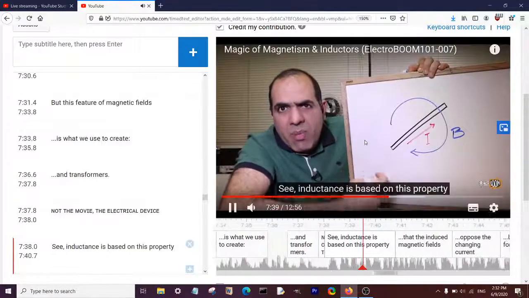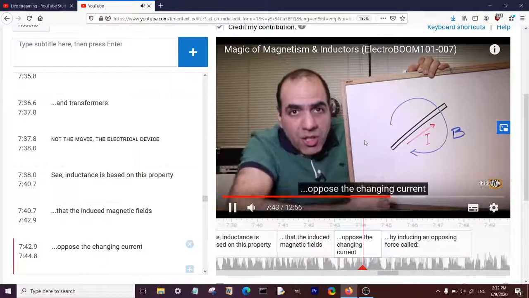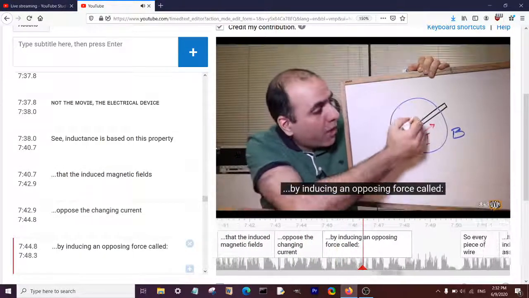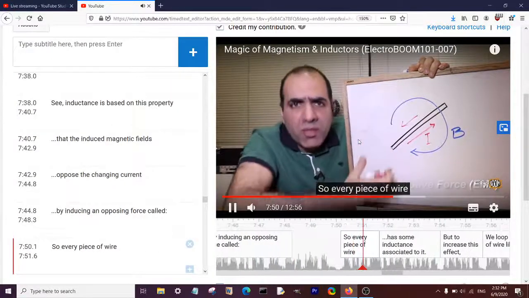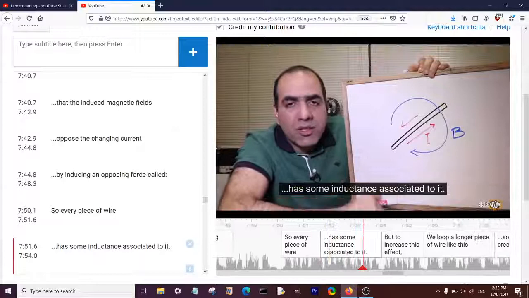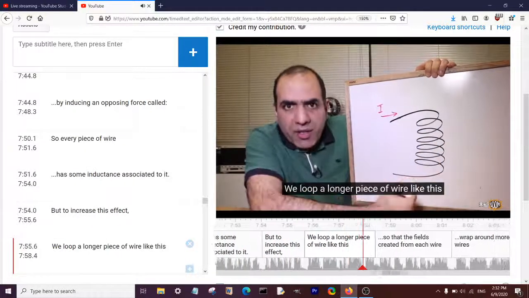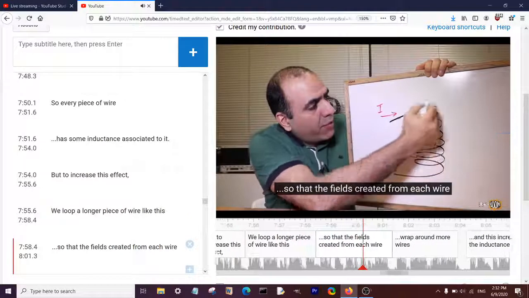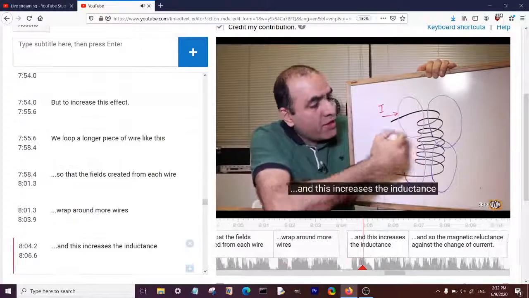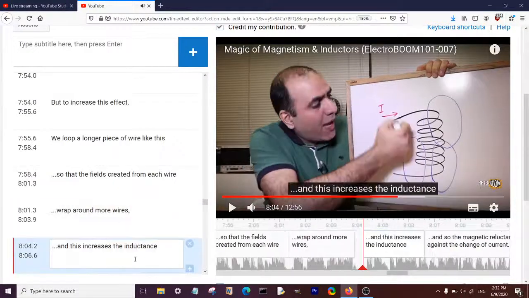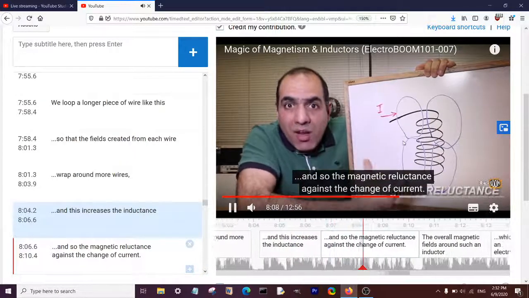See, inductance is based on this property that the induced magnetic fields oppose the changing current by inducing an opposing force called electromotive force. So every piece of wire has some inductance associated to it. But to increase this effect, we loop a longer piece of wire like this so that the fields created from each wire wrap around more wires, and this increases the inductance and so the magnetic reluctance.